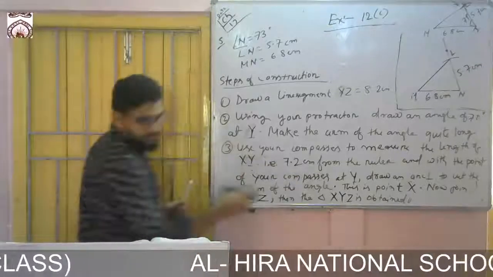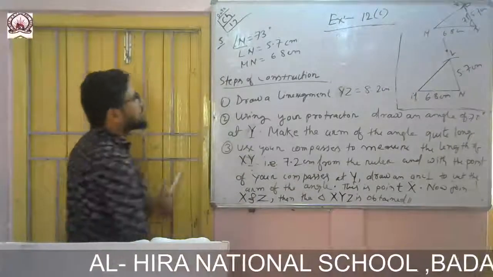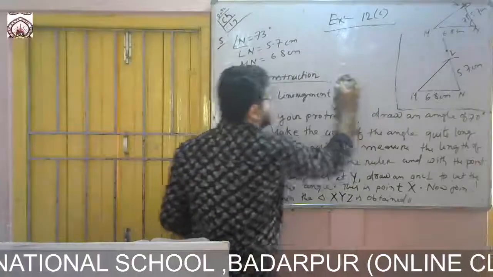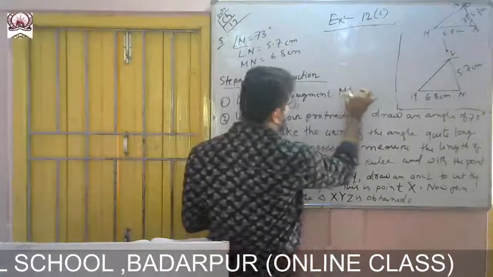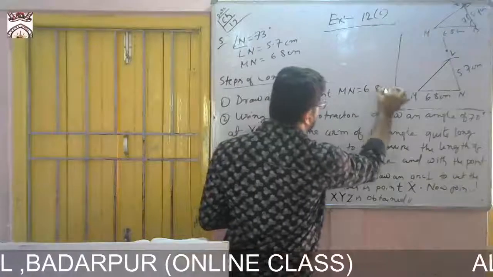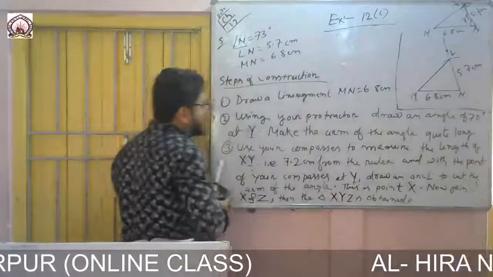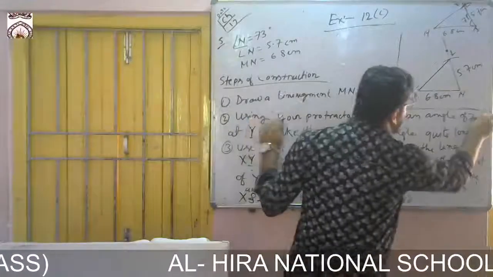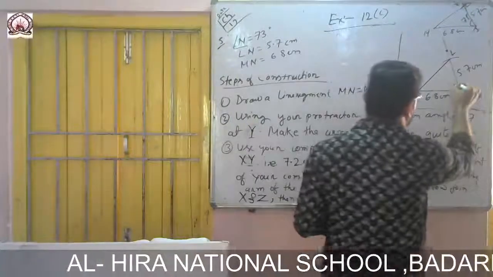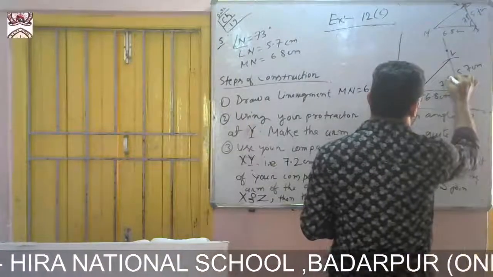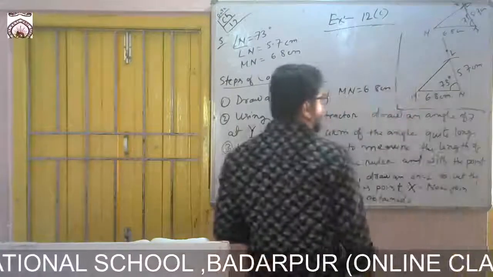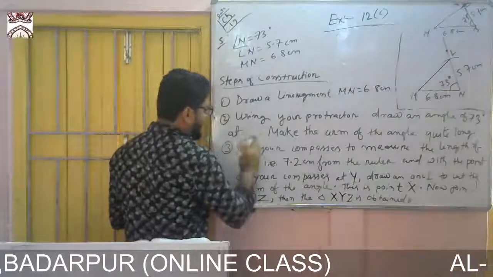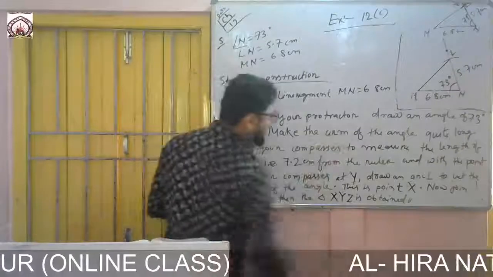So this is question number 5. First we have taken MN equals 6.8, so draw a line segment MN equals 6.8 centimeter. Then, using your protractor, draw an angle of 73 degree at N, and make sure the angle arm is quite long.